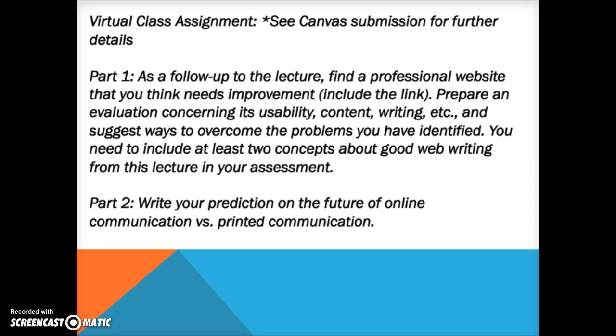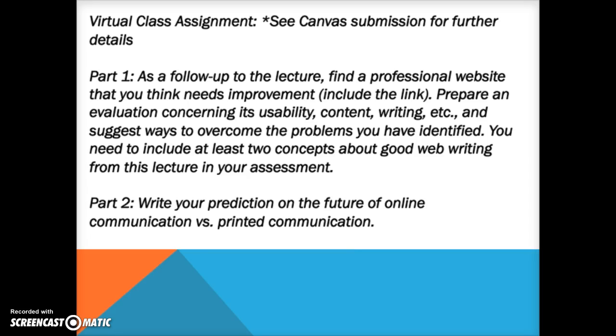All right, so that concludes our pretty short lecture today on tips for writing for the web. We've put up a virtual class assignment with quite a few details. You need to do a couple of types of writing. Part 1, I want you to find a professional website that you think needs improvement and include a link to this site. You need to prepare an evaluation of this website concerning usability, content, writing, etc.